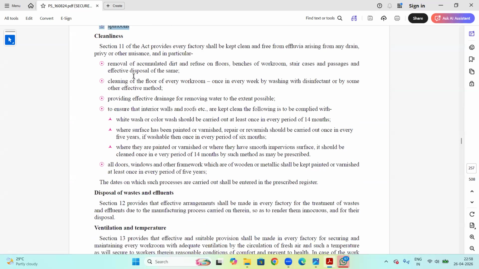So from here onwards, there are certain points you should be well aware of. One more question can come. For example, you should ensure that if a building is whitewashed, it should be done every 14 months. If it is painted, once in 5 years.